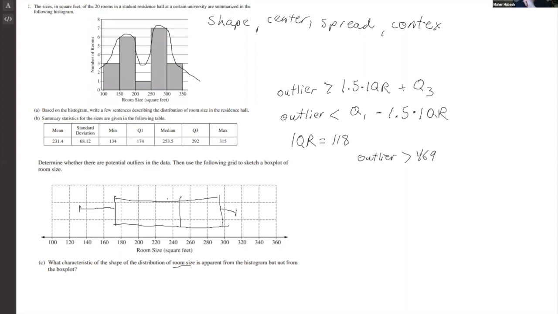In fact, you probably get only half credit if you were just to say bimodal, and you wouldn't be able to see that in a box plot. But just by adding the words room size or square feet, then you get your extra points.